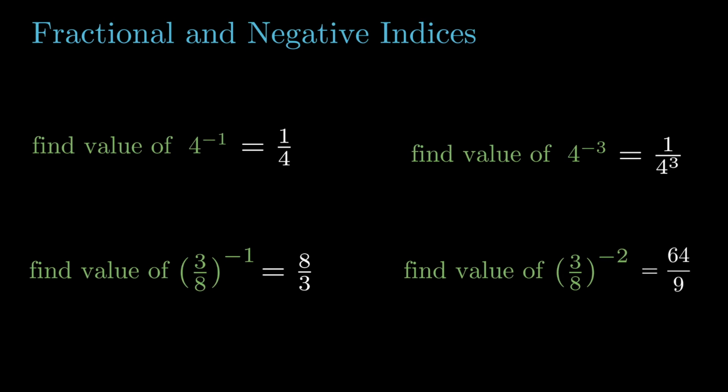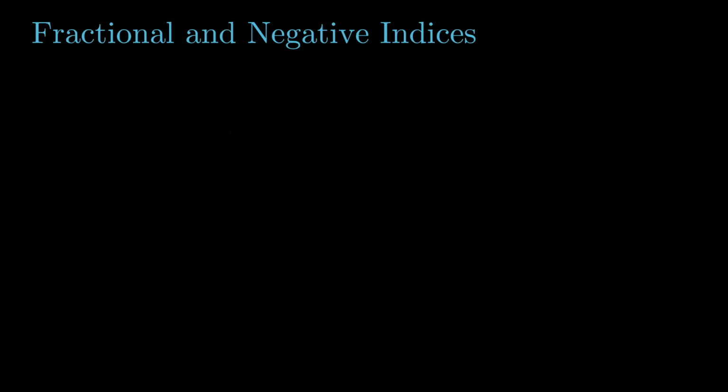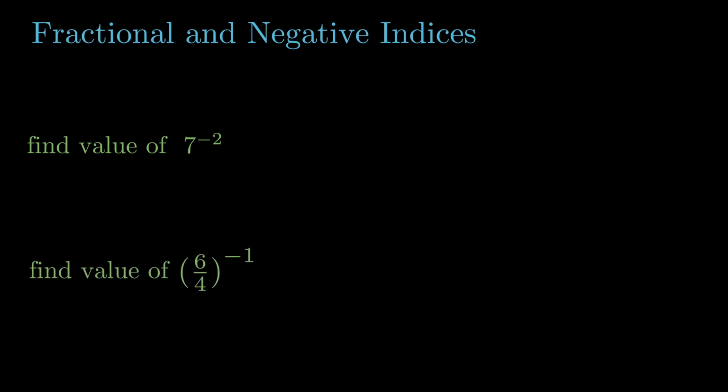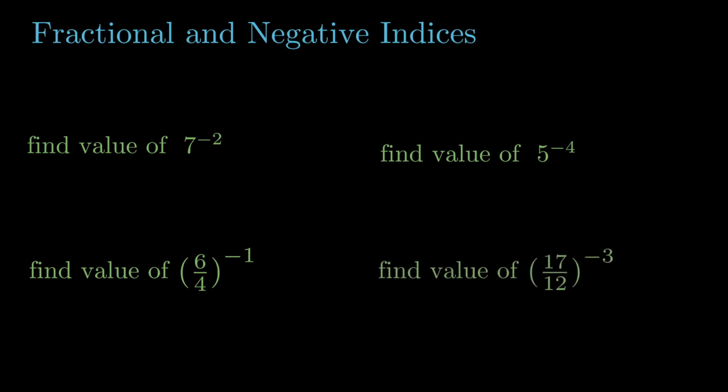I would recommend you guys writing these examples down in your notes so you have it for future reference. I will now give you guys a few examples to do, and I'll give the answers at the end. So the first question is find the value of 7 to the power of minus 2. Find the value of 6 over 4 to the power of minus 1. Find the value of 5 to the power of minus 4. And finally, find the value of 17 over 12 to the power of minus 3. So you can pause it now, have a go, and I'll give you the answer.